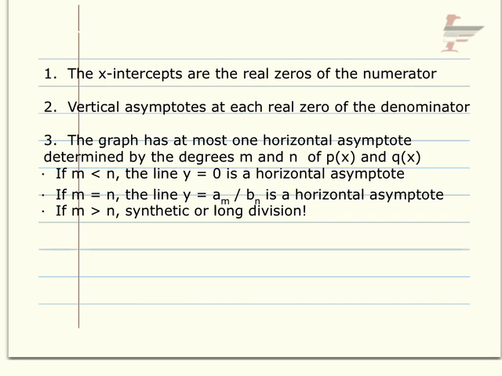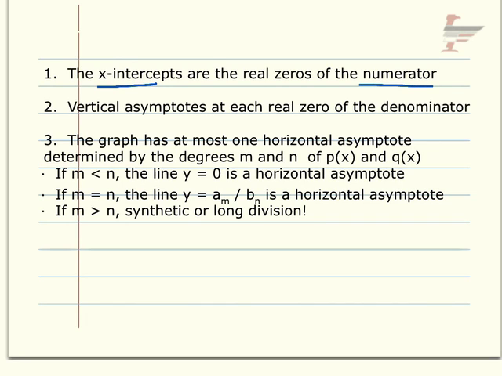So remind yourself that ultimately when you're graphing rational functions, you want to find these 3 key pieces. The first thing is your x-intercepts are all of the zeros of the numerator. So whatever the numerator is in your function, you set it equal to 0 and solve it. And those are going to be your x-intercepts.